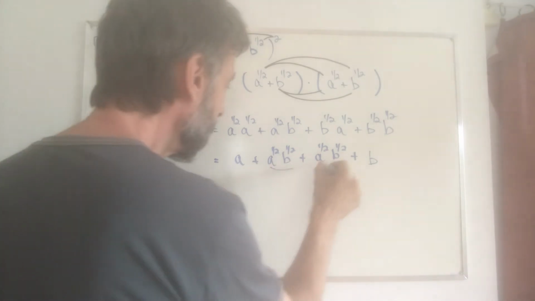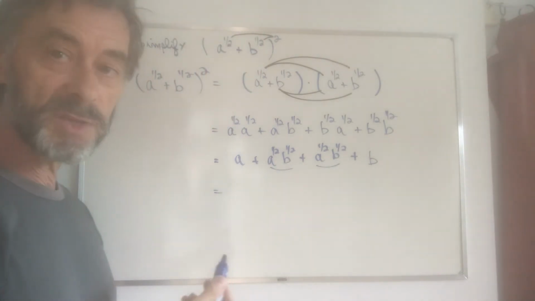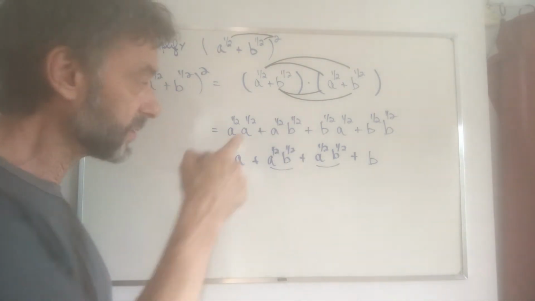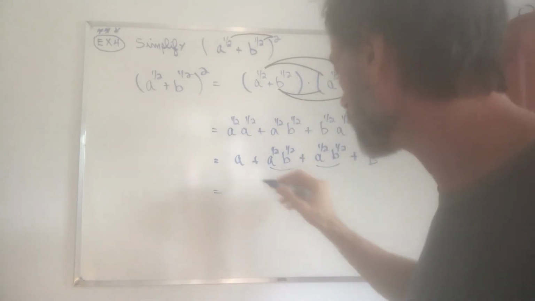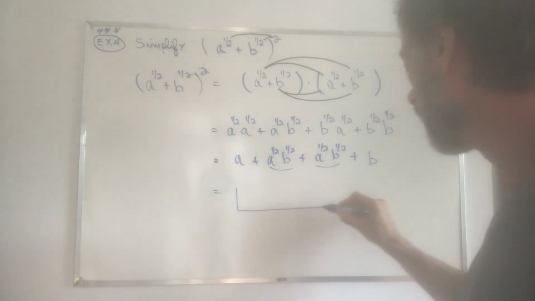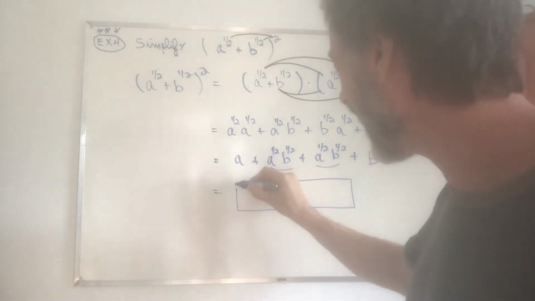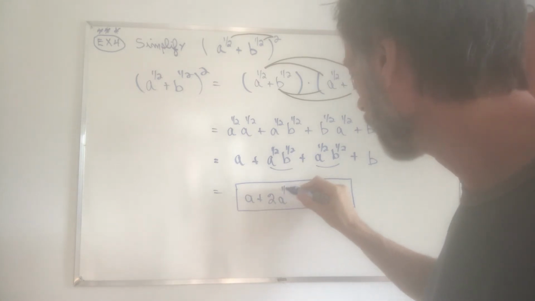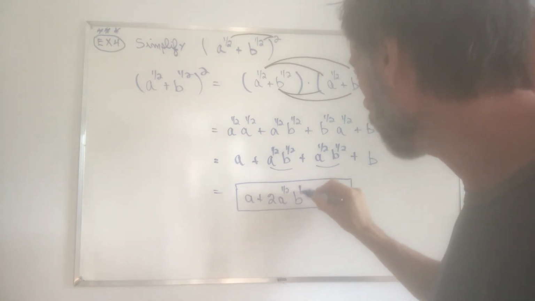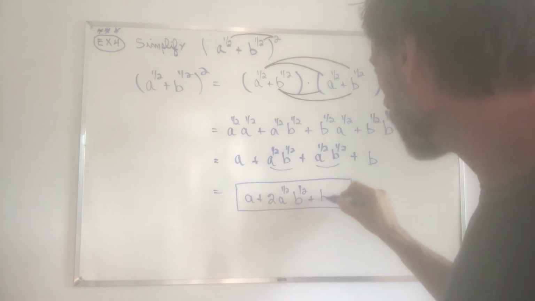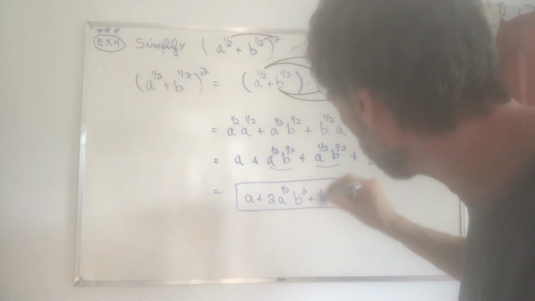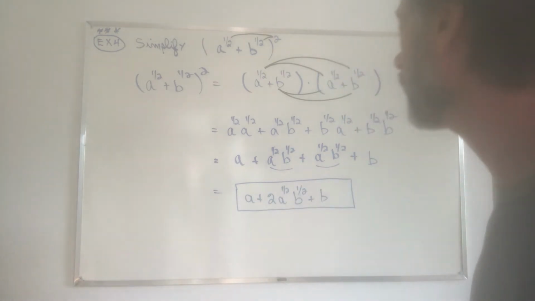The reason why I switched those around is because now it becomes way more apparent that these are like terms, right? They're exactly identical. So one of these plus one of that gives me my respuesta final, a plus 2 of these guys, 2a to the 1/2, b to the 1/2, plus just b. That's a 1/2 here. That seems to have merged with the division bar, but it should not.